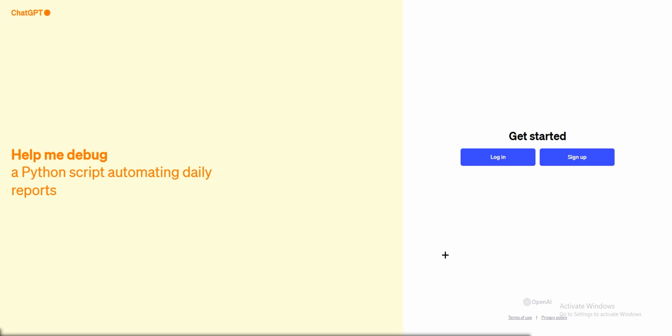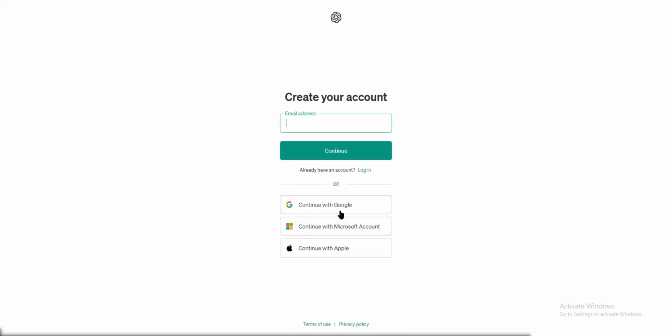If you click on sign up, you will see a few options which you can choose, like continuing with a Google account, a Microsoft account, or Apple. Or you can create your own email address, if you don't want to integrate it with different platforms, so you can just go ahead and do that.